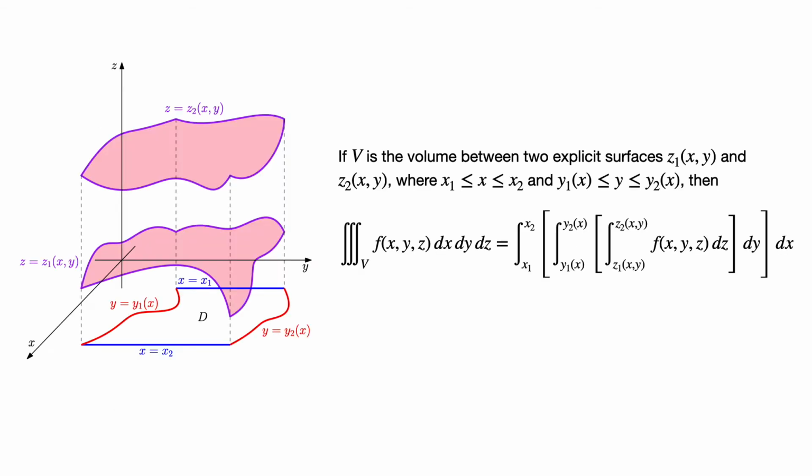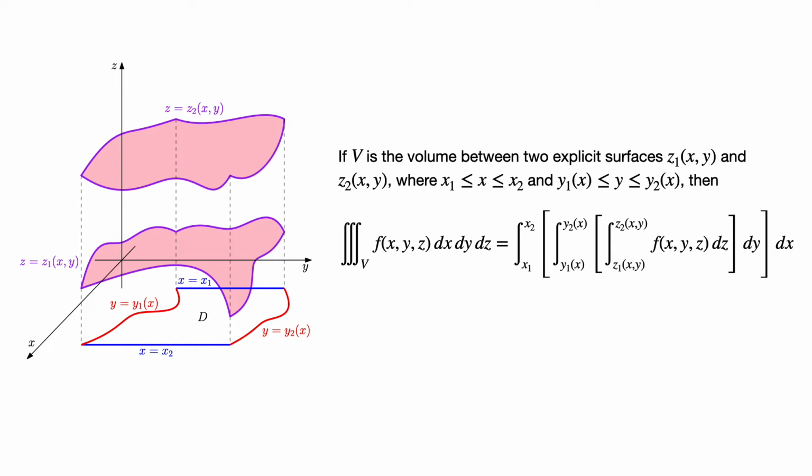So let's just pick out one of these orders and see how the limits of integration would be determined. Let's go with z, then y, then x. If we want to use this order, we have to find 2 surfaces, z equals z1 of xy and z equals z2 of xy, in explicit form with a common domain in the xy plane, where z1 is the lower bound of the volume and z2 is the upper bound of the volume.